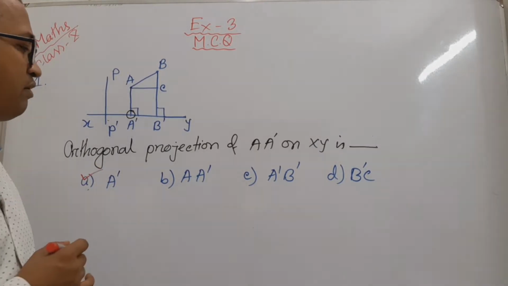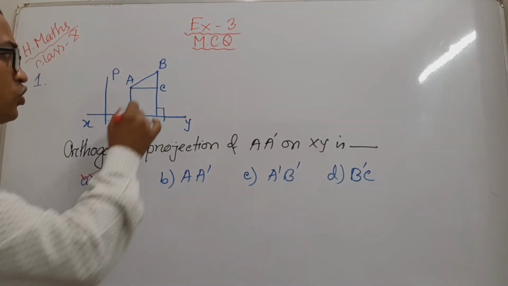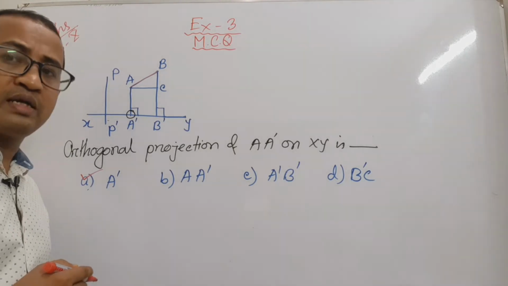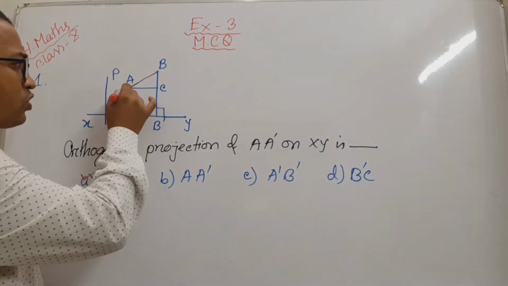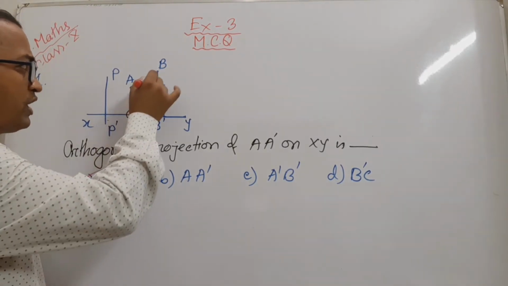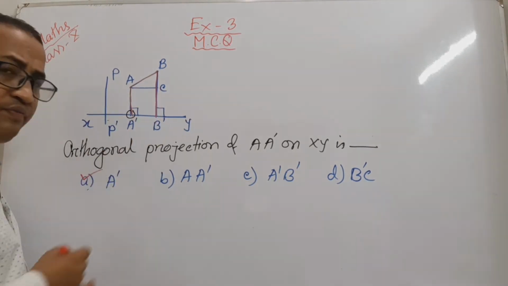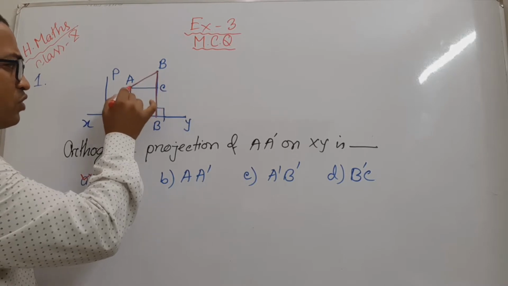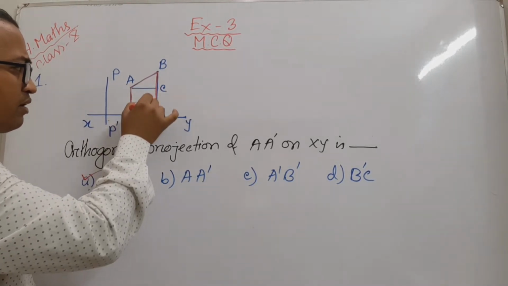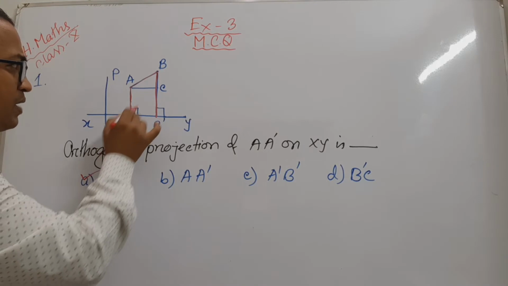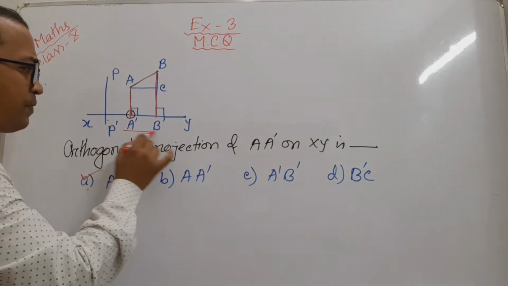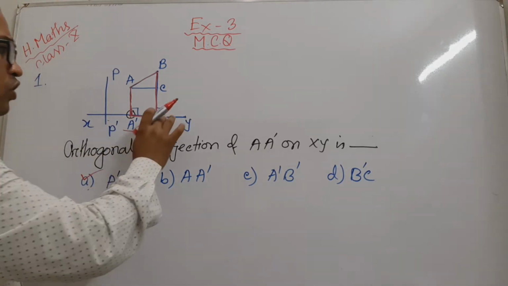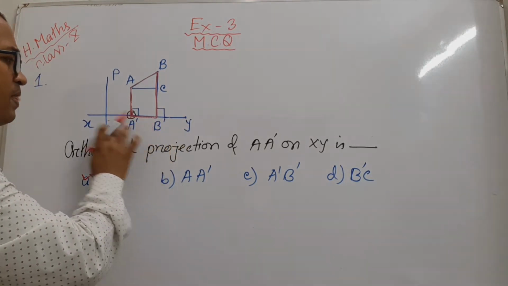If the question asks like this, what is the orthogonal projection of a b? What should it be? Yes, if I draw two perpendiculars from the two end points of that side, the two end points of a and b, and we have drawn two perpendicular lines, that is a prime, b prime. So, a prime b prime, that is this line, should be the orthogonal projection of a b.